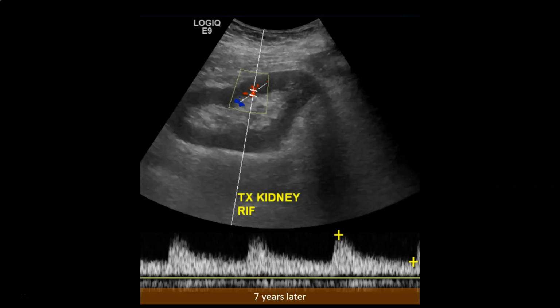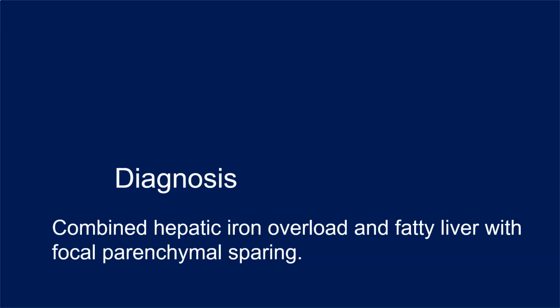Everyone was happy with the diagnosis, and the lesion which was seen on the PET-CT was not even biopsied, and the patient received a transplanted kidney, actually from his own father, illegitimate inheritance. This is his ultrasonography 7 years after the images we have just seen. And the settled diagnosis here is a combined hepatic iron overload and fatty liver with focal parenchymal sparing.